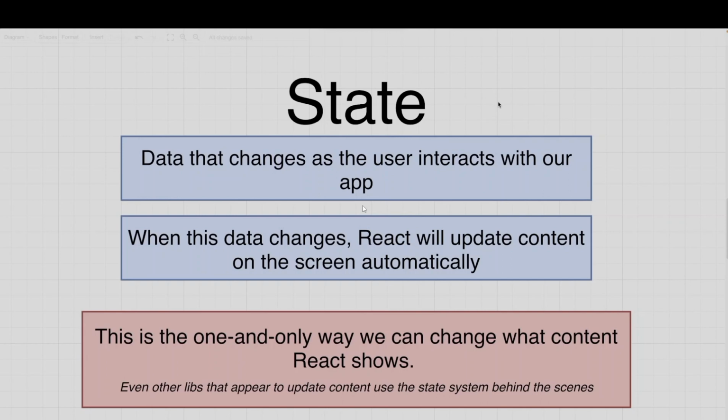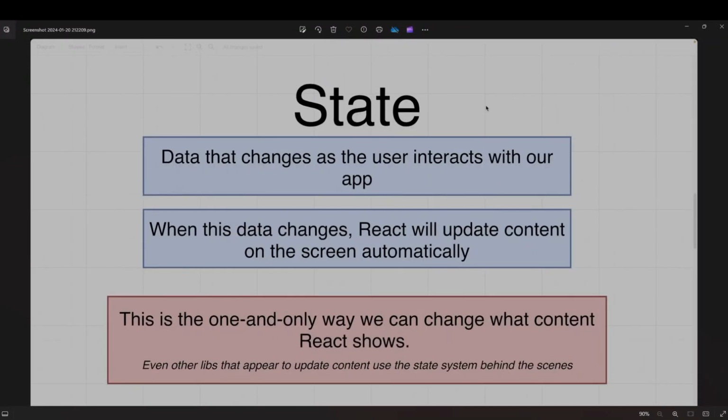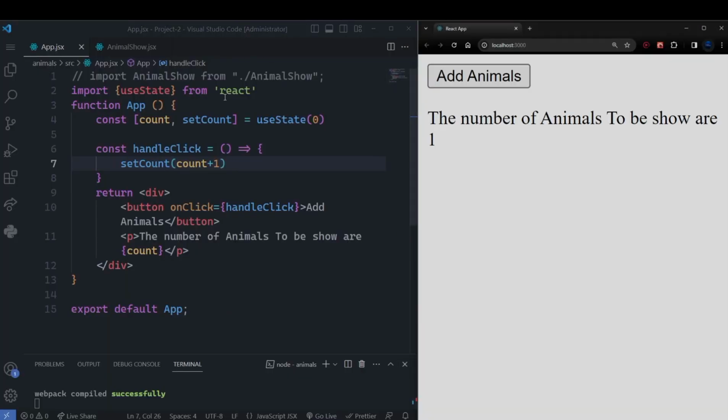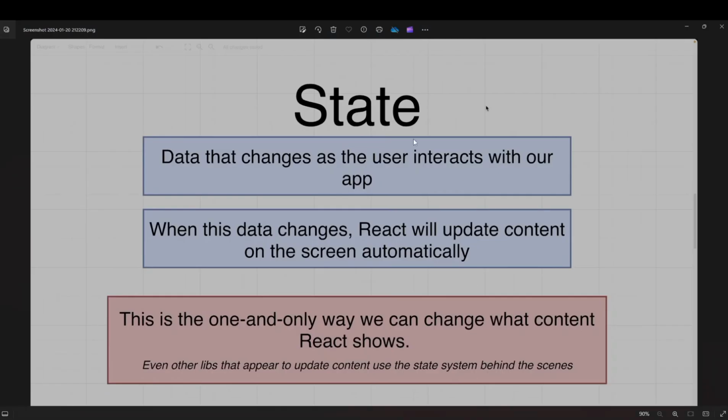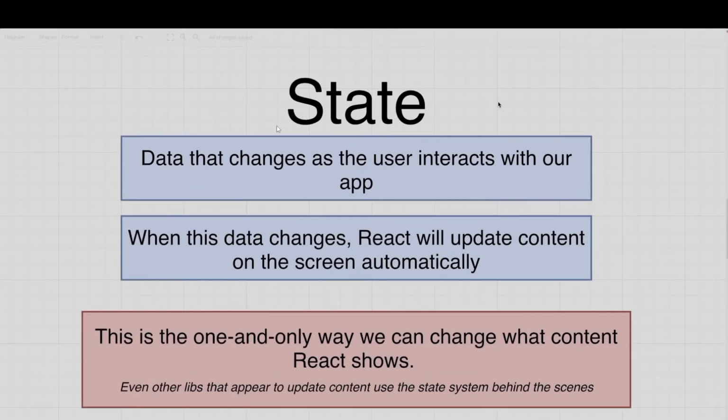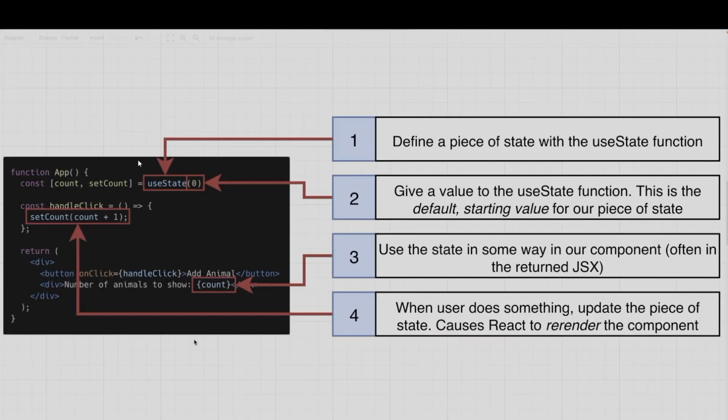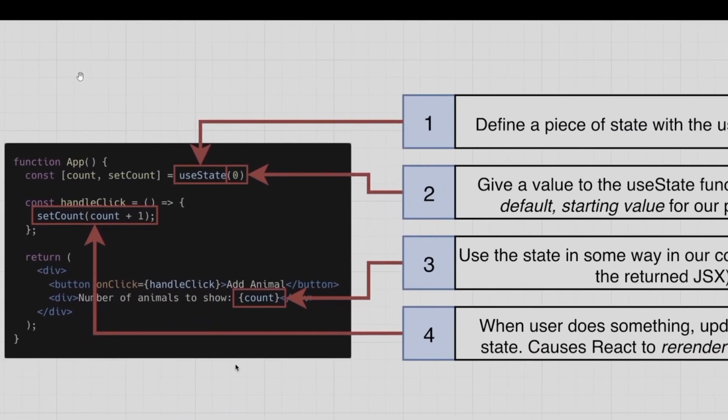So when we click on the add animals button, it is the work of React to change the number from 0 to 1 and increment it and so on. And the state system is the one and only way by which we can change what content React shows. If we think that we can change the content of count, which is 0 here, by any other method, we can't do that. React's state system is the only way. And now we will understand what this syntax really means.